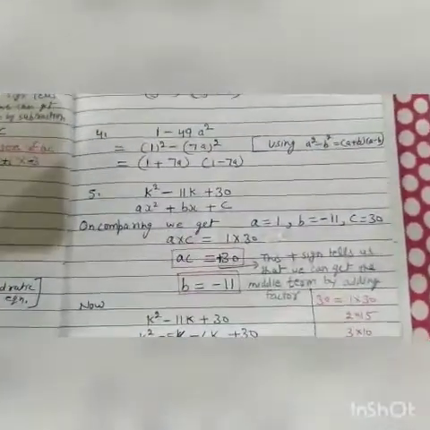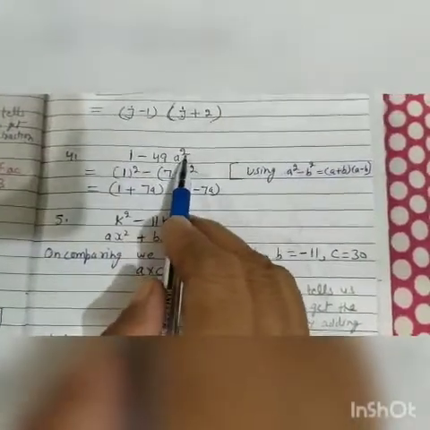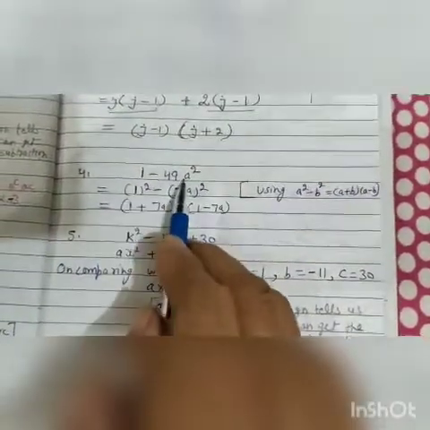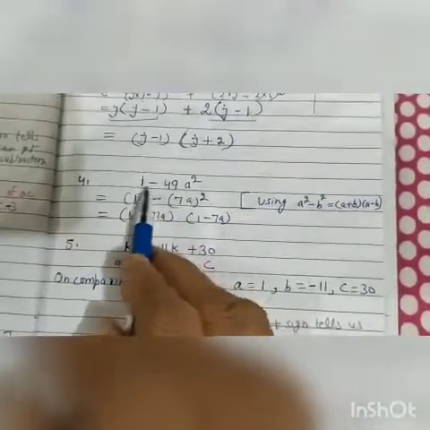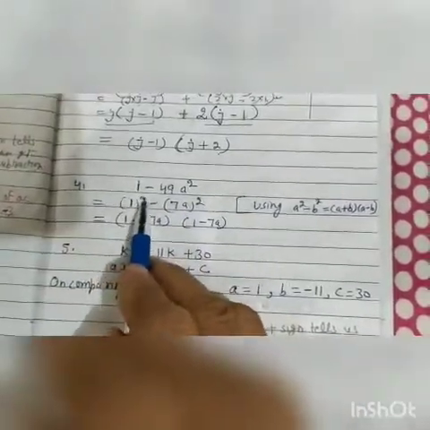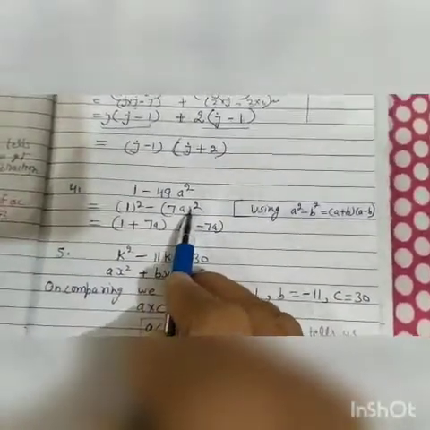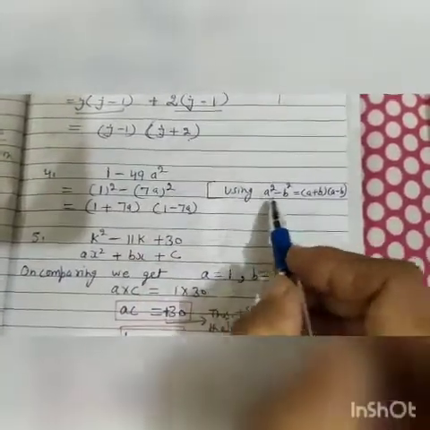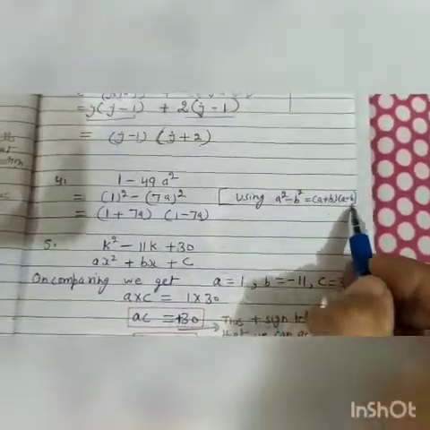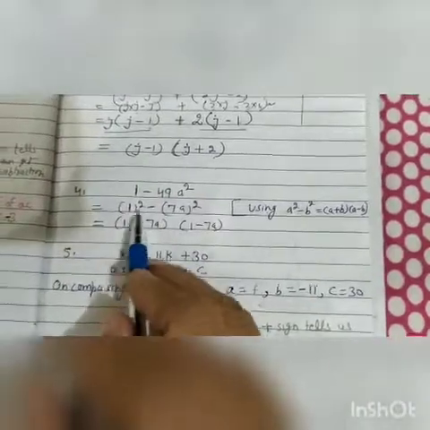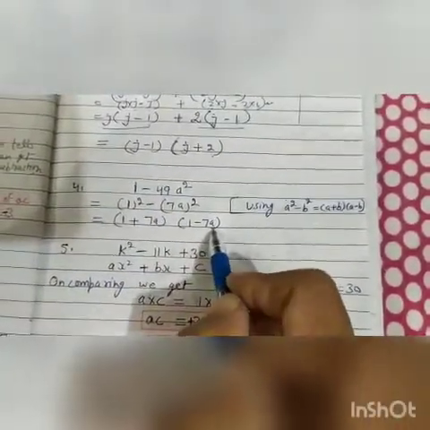Now come to question number 4. Question number 4 is simple. 1 minus 49a square. In this question, this is not a trinomial. This is a binomial and both the terms are square. See, 1 is the square of 1 and 49a square is the square of 7a whole square. So we will use the third identity: a square minus b square is equal to a plus b, a minus b. We can write it 1 plus 7a and 1 minus 7a in the other bracket.